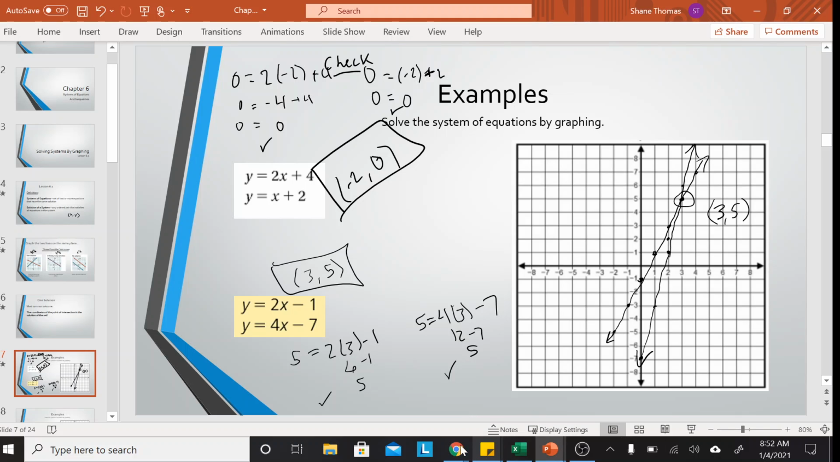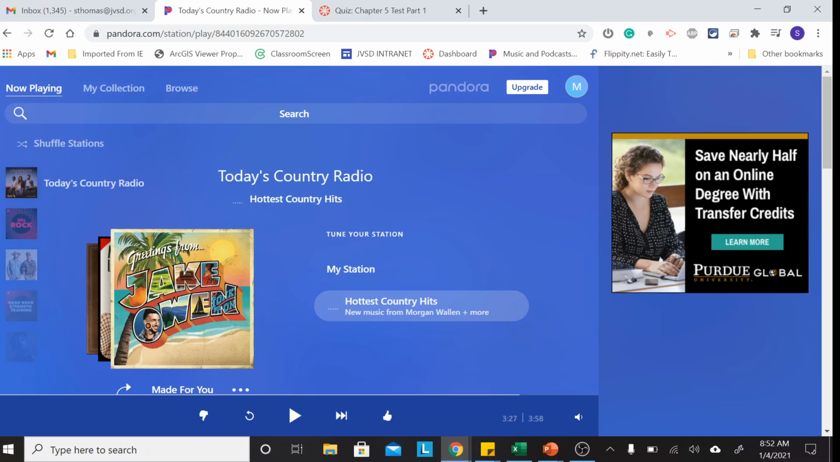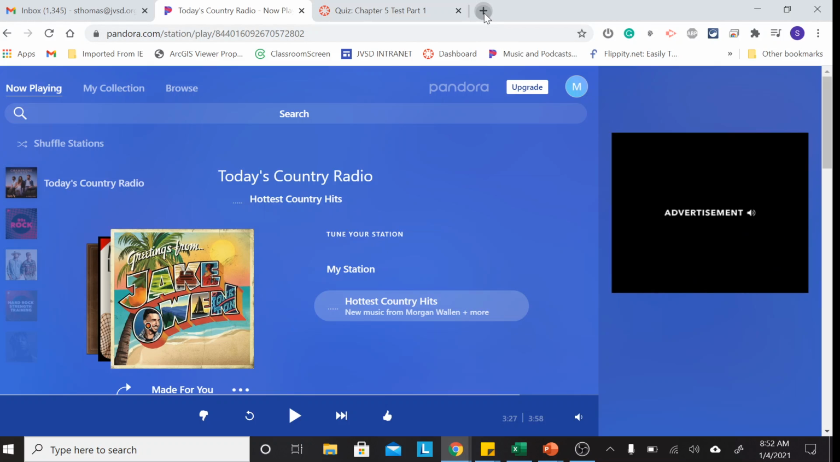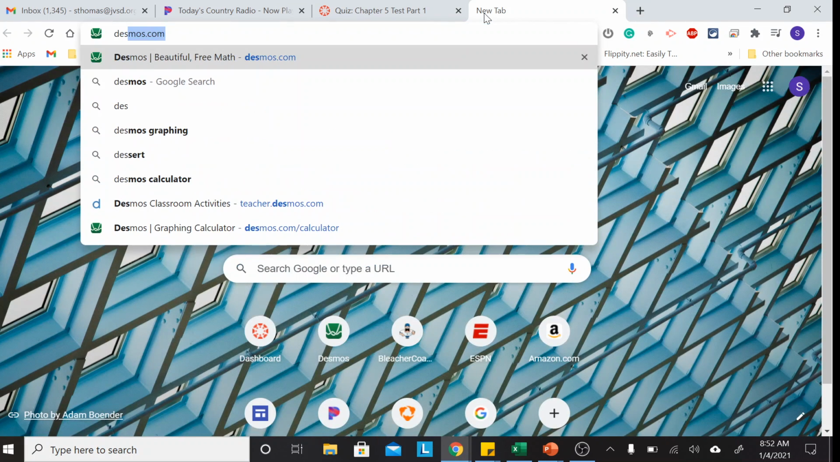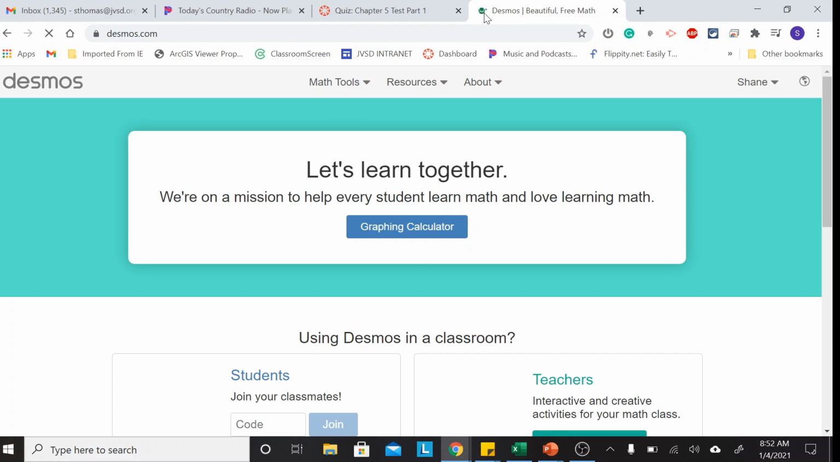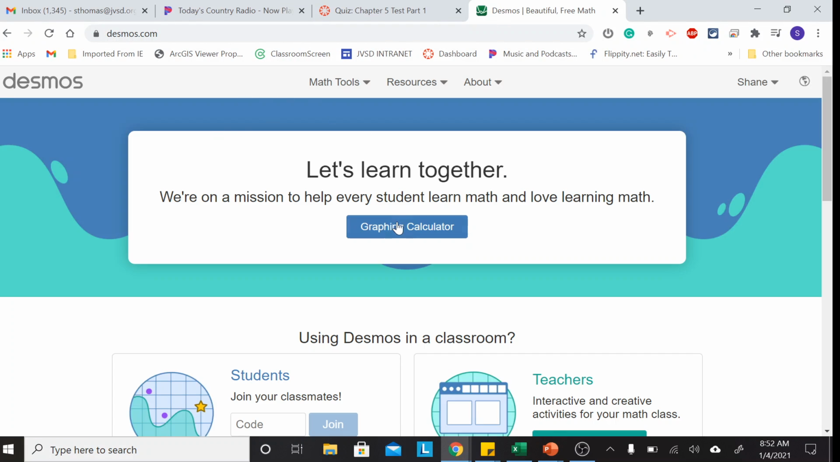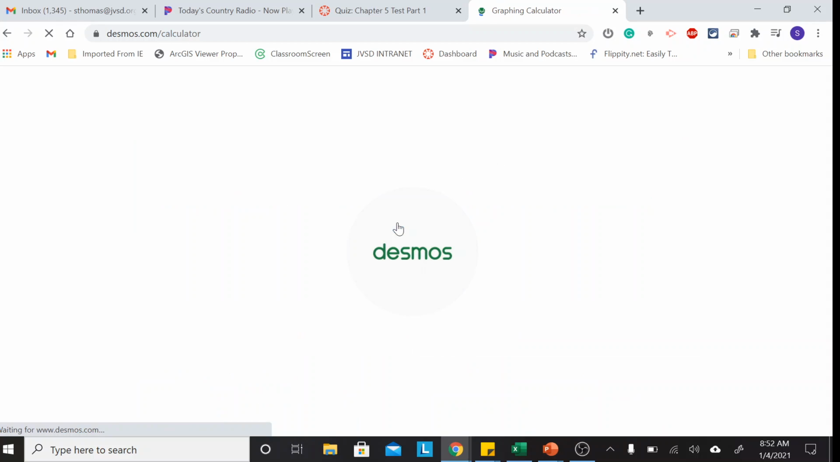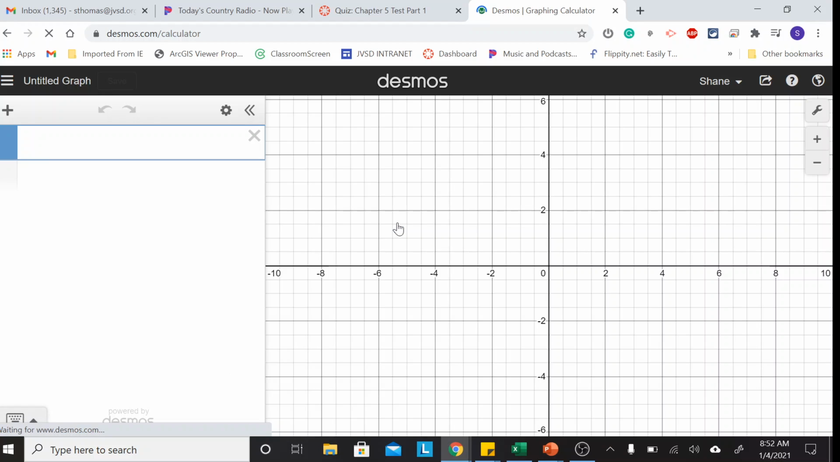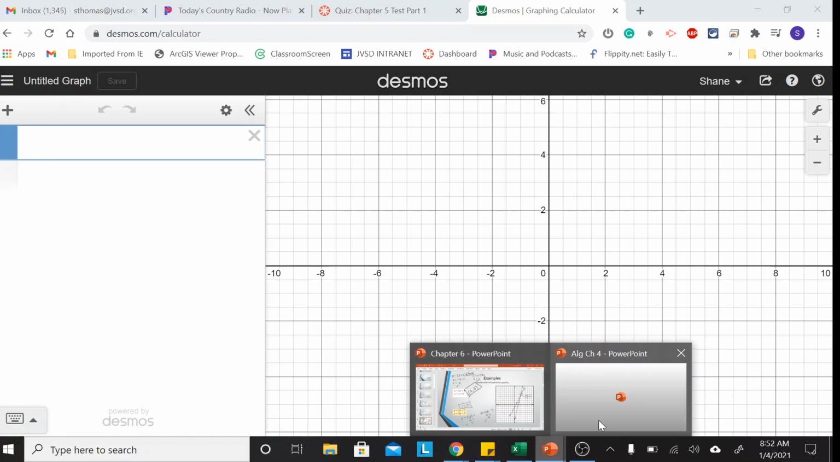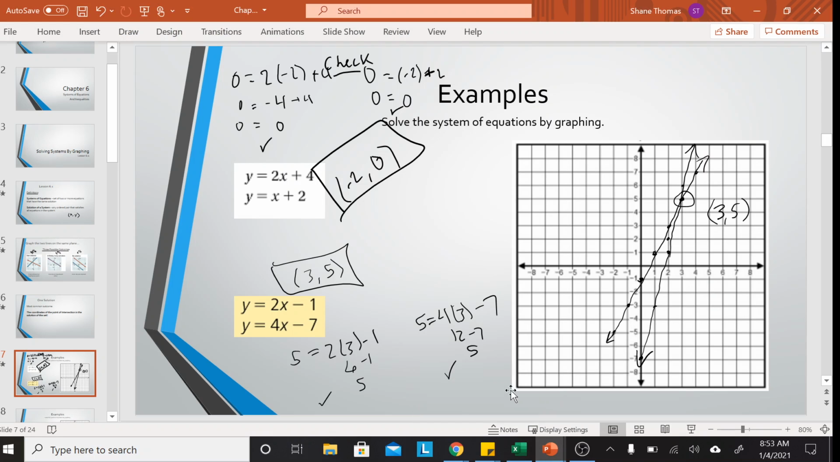Let me pull something up here. If I pull up Desmos, have you guys ever been on Desmos much? If you click on Desmos, you go to the graphing calculator. So the one we just did was this one. I'm going to write it down. Y equals 2x minus 1. Y equals 4x minus 7.